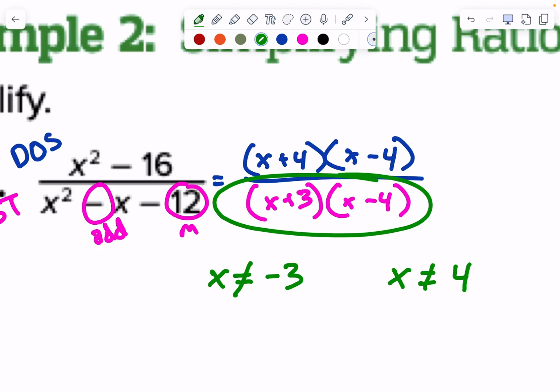You don't have to know that if you're not in calculus, right? But the 4s cancel out, so there's a hole there. The 3 doesn't cancel out, so there's a VA there. You guys will all know that maybe by the end of this chapter, but we'll talk about that. Because the 4 cancels out, do you have to put the 4?